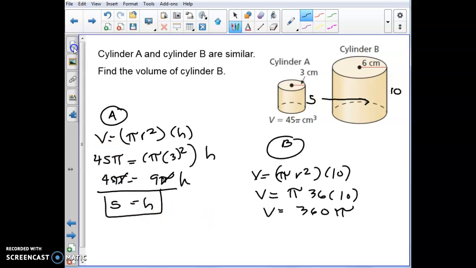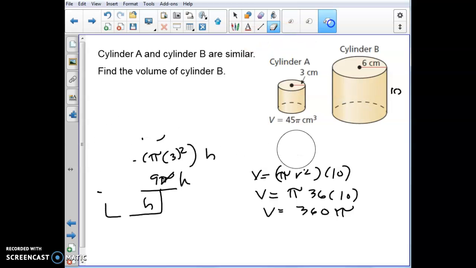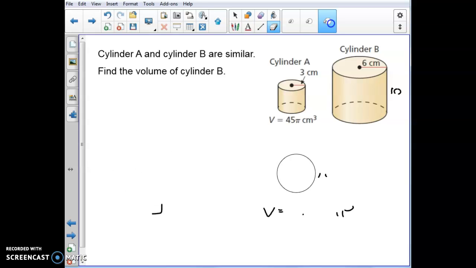But that's just one possible way of doing it. So let's take another approach. Let me erase all these. And we want to use the concept that I mentioned earlier, that if the two cylinders are similar, then the ratio of their volumes is just equal to the cube of the scale factor.